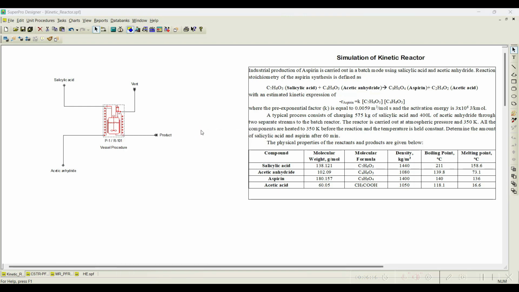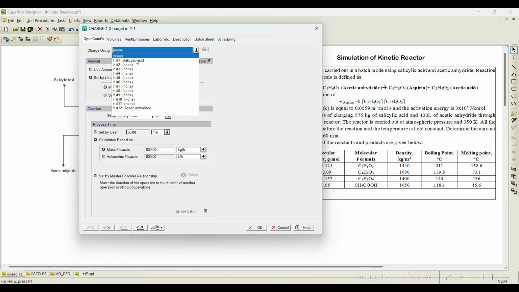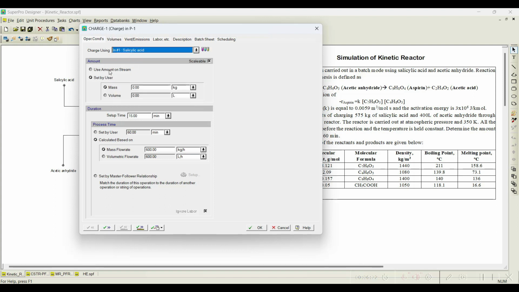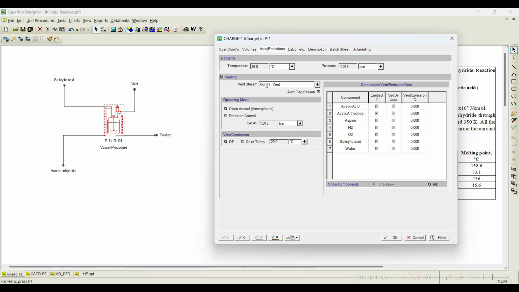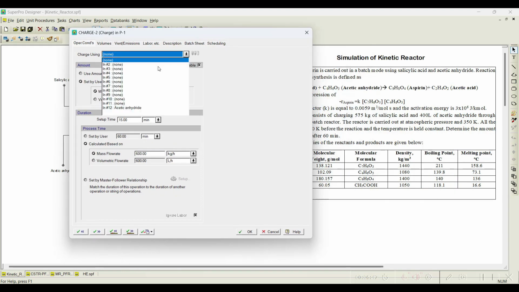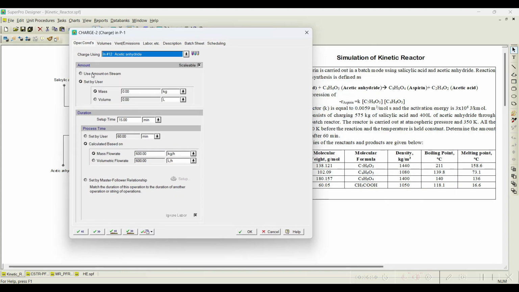Let us initiate them one by one. We go to charge. We have already initiated the stream, so charge salicylic acid. How much do we need to charge? Use amount on the stream. Again, these parameters we go with default values. Go to the next operation, and if you want, you can also set venting. So vent to open vessel. You can notice I've already added the vent port, so the vent is by default chosen here. The next operation, again venting, open vessel, and in the operating conditions you can choose acetic anhydride, use amount on the stream. The rest we go with the default values.